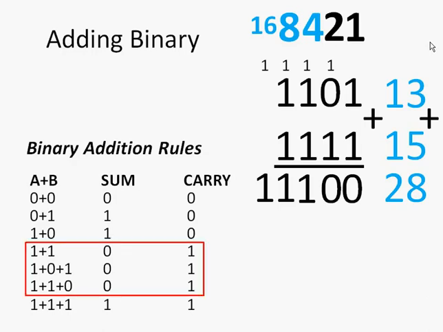A key thing really here to remember are these new rules that we've put in, where 1 plus 1, or 1 plus 0 plus 1, or 1 plus 1 plus 0, or any other combination like that, always has the same rule, that it's a sum of 0 and carry 1. And the final rule that we need to remember is that if you've got 3 ones added together, it's sum 1, carry 1.